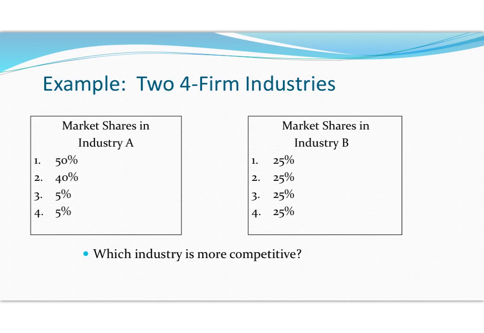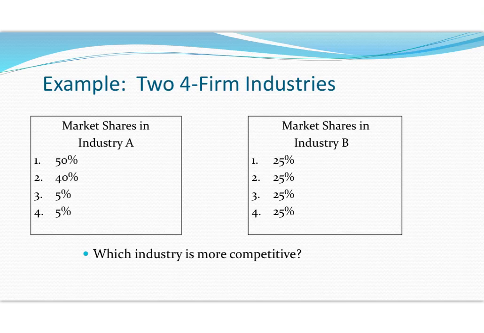So here's a very basic example, just 2 industries, Industry A and Industry B. In Industry A, there are 4 firms. The largest has a 50% market share, the second has a 40% market share, the third and fourth both have 5% market shares. In Industry B, there are 4 firms, just like A, but all 4 firms have 25% of the market. So just a general question, which one is more competitive?